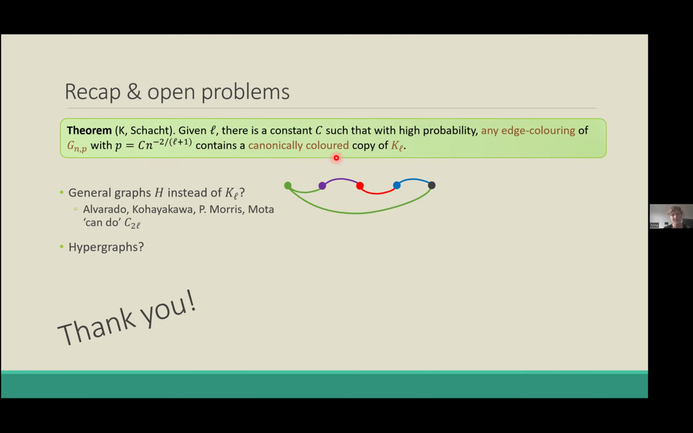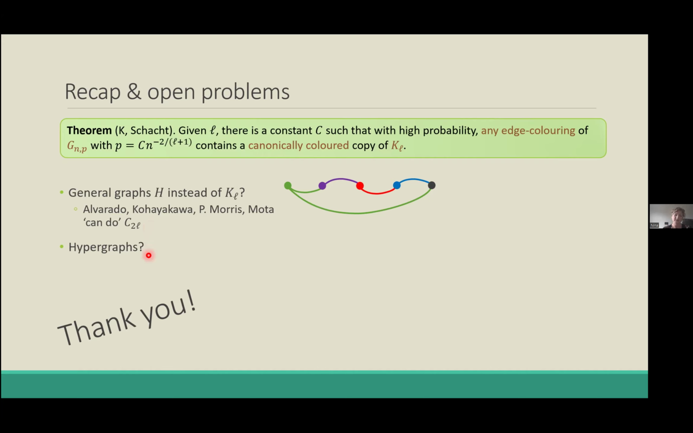in the random graph. But then there are at least two natural questions. First of all, you could try to replace this clique by an arbitrary graph H. The threshold is actually known for the usual Ramsey's theorem, but the canonical Ramsey stuff does not work straightforwardly. Alvarado, Kohayakawa, Morris, and Mota know how to prove it for even cycles. And some of our proof ingredients actually work in general, but there are some technical difficulties with this transference technique.